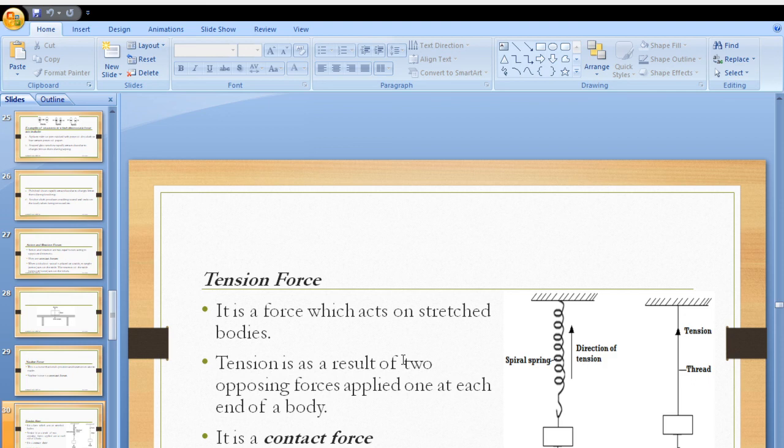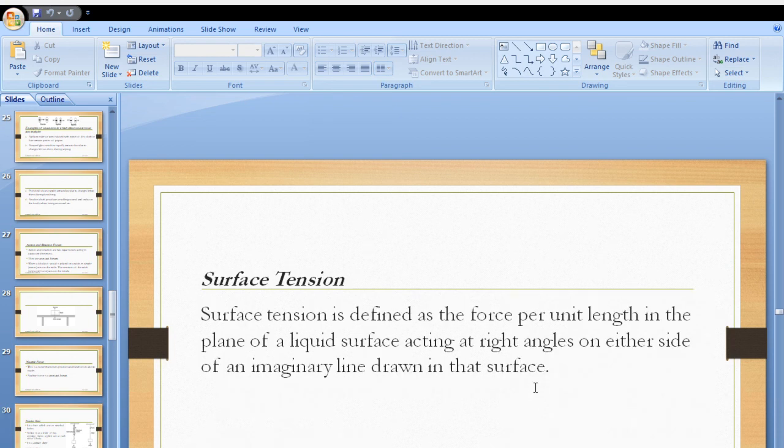Tension is a force which acts on stretched bodies. Tension is a result of two opposing forces applied at each end of a body. It is a contact force still. You can see here, when you apply a weight on a spring, the spring will be under tension, so it will be under tension force. Likewise with this thread. So that's how it is.